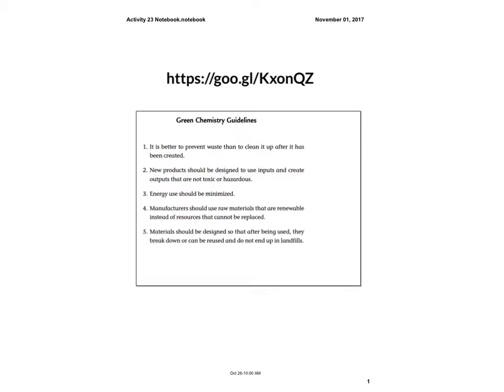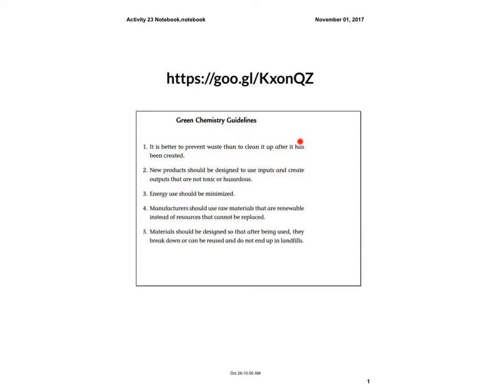about right now. I have given you a couple of resources where you can find data. The first one is that Google web address. The website up here is https://goo.gl/kxonqz. And that is a video explaining to you what a circuit board is, because a circuit board is a part of a computer that generates a great amount of copper-containing waste.